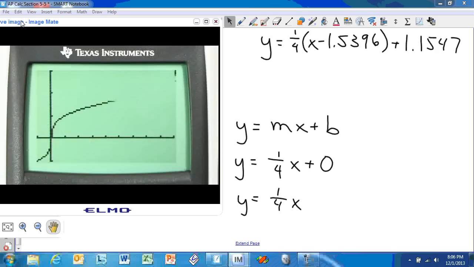So there's our cube root function. There's our tangent line touching at 1.5396. And there's our secant line. Definitely looks like those two are parallel to each other.